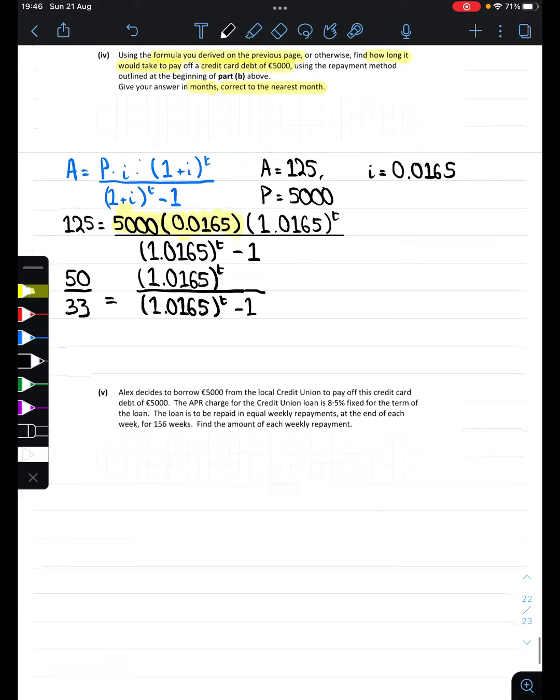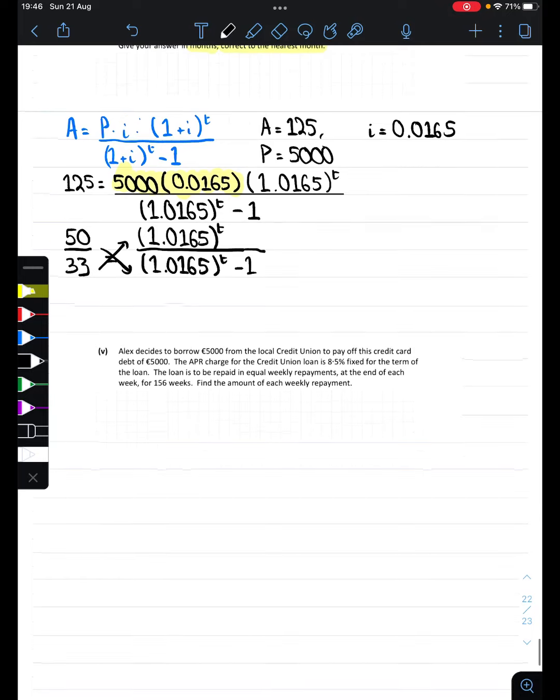Okay, so now how do we solve something like this? Well, first we want to get rid of this fraction, so we're going to multiply both sides by 1.0165 to the power of T. So we get, actually, you know what, we're going to cross multiply. So we're going to multiply here and here. Or, yeah, technically this way.